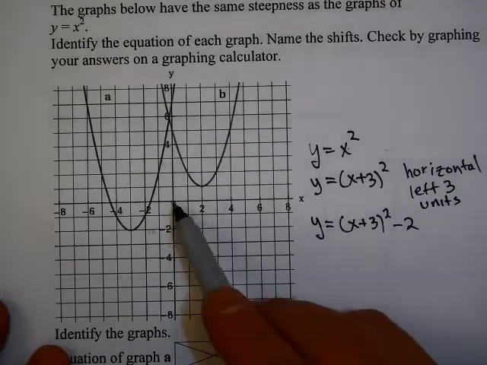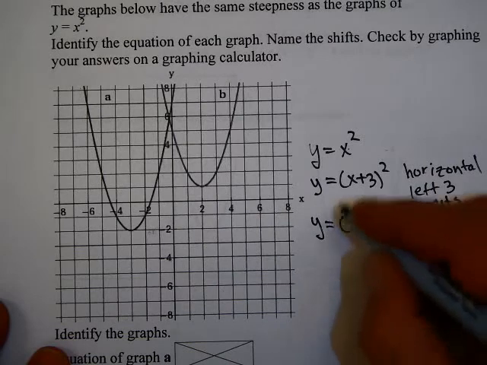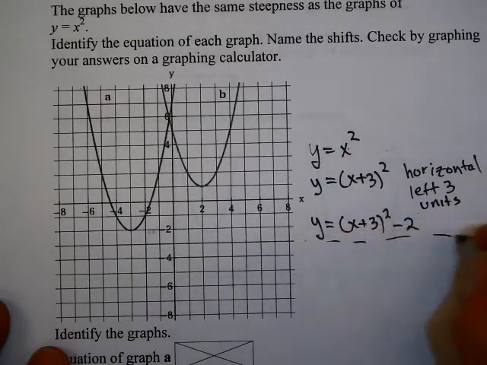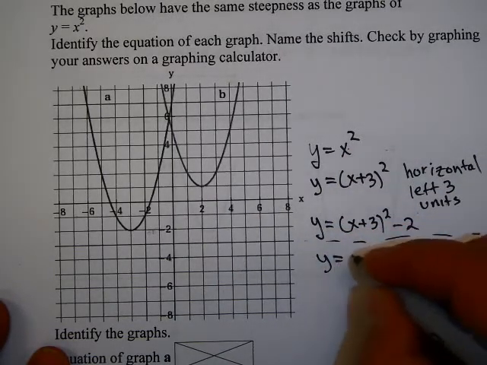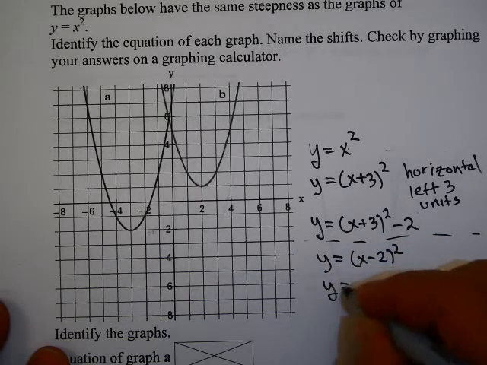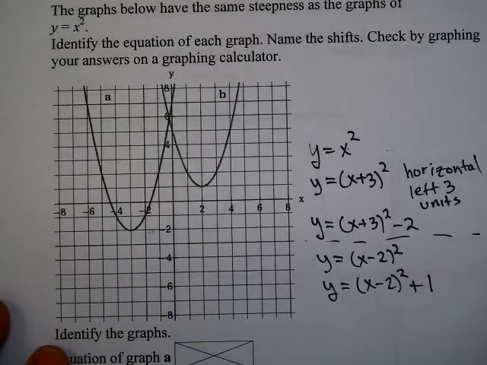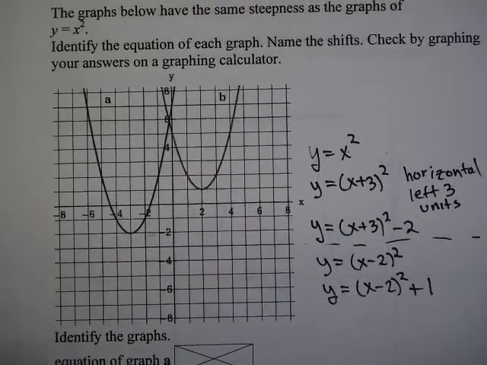For B, you'll notice that it's the same as x squared, except it's shifted right 2 units and up 1 unit. By the same notion, for B, shifting right 2 units would be x minus 2 squared, and then shifting up a unit, x minus 2 squared plus 1. And you can verify these on your graphing calculator.